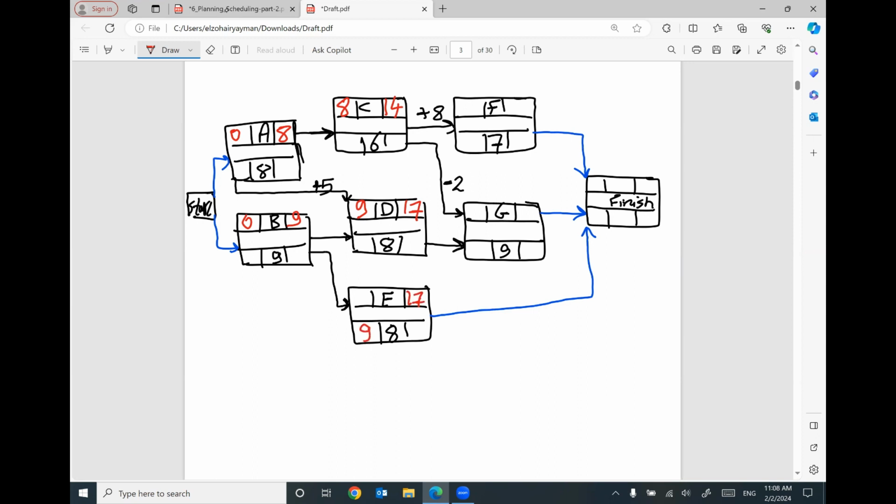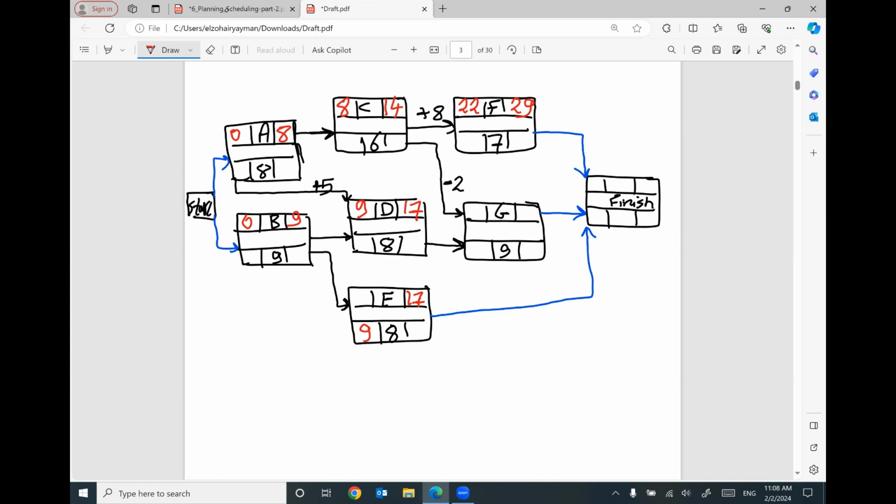For activity E, we have only one arrow, will give you 9, plus 8 will be 17. For activity F, we have only one arrow. The finish of activity C at 14, I have to wait lag for 8 days. That means I have to start F at 22 days. 22 plus 7 will be 29. Does that make sense?